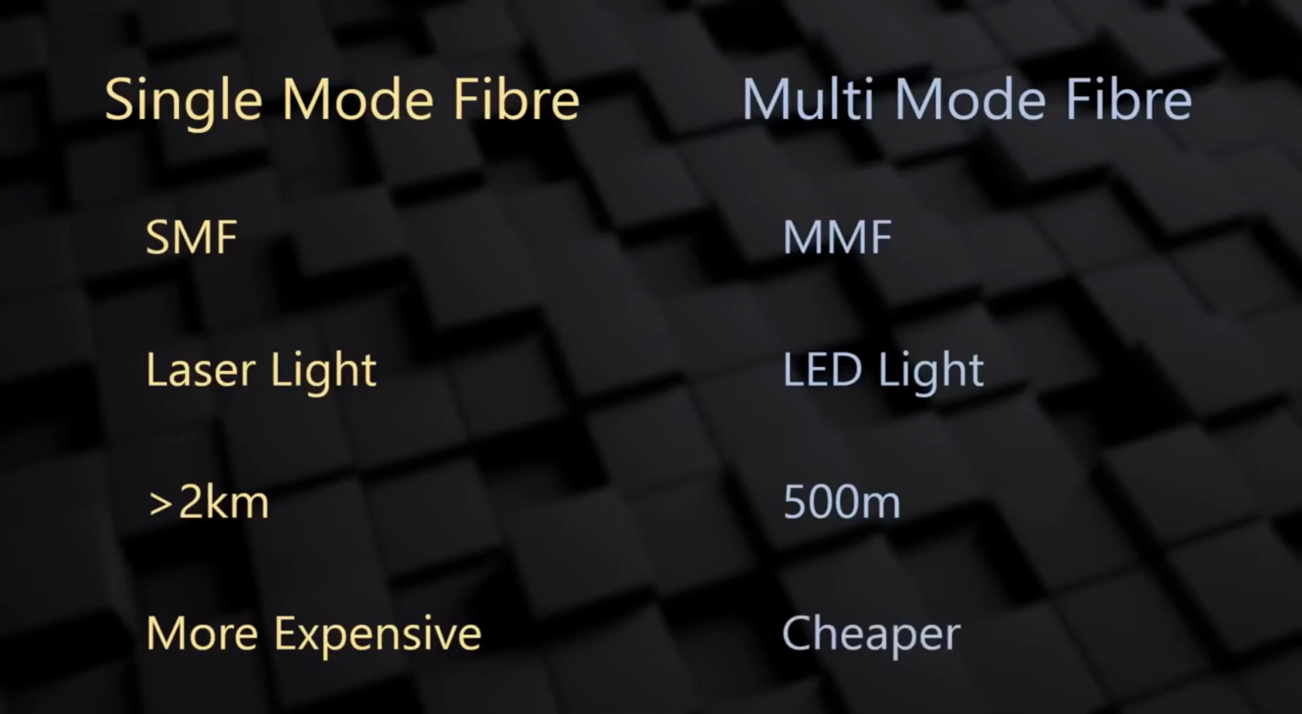Single-mode fiber, or SMF, uses a laser light. This makes it more expensive, but it is capable of much longer distances. You could easily get 2 kilometers or more, depending on the hardware you're using. You would typically use single-mode fiber between different buildings. Or your service provider may run single-mode fiber into your building to give you WAN or internet access.